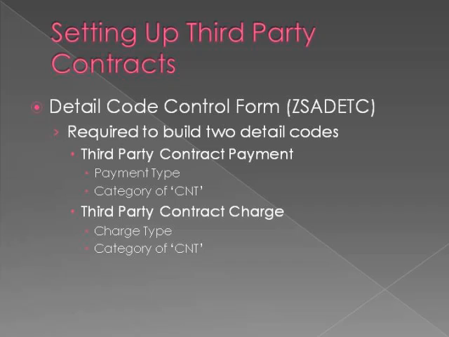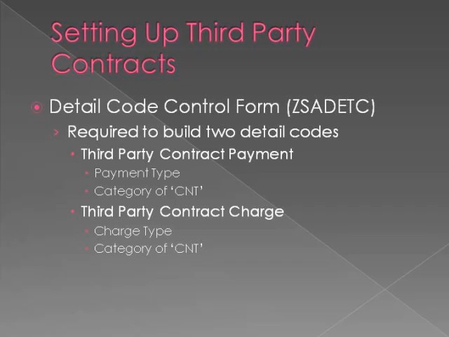During the setup for your third-party contracts, you are required to build 2 detail codes at the very least, and that is in your detail code control form, ZSA DETC. The first of the detail codes is a payment type with a category code of CNT. And then you would also build a charge type detail code with a category of CNT.